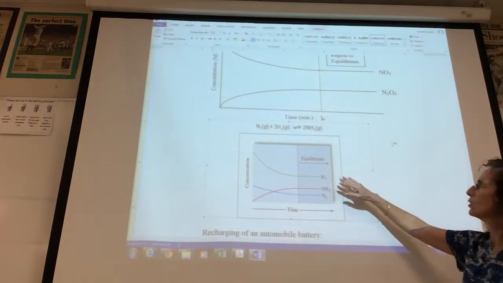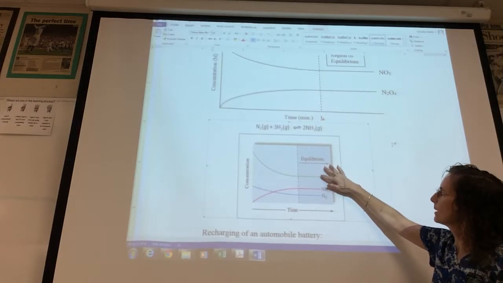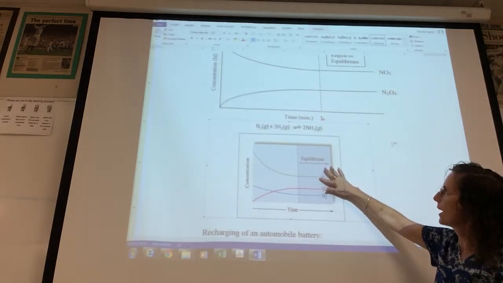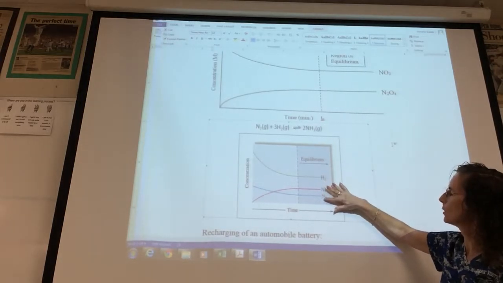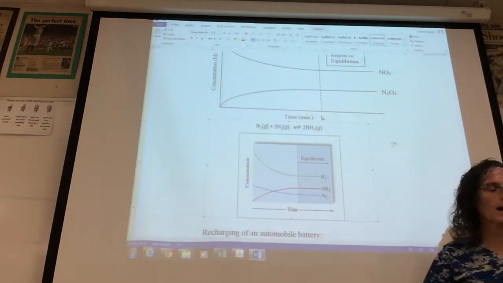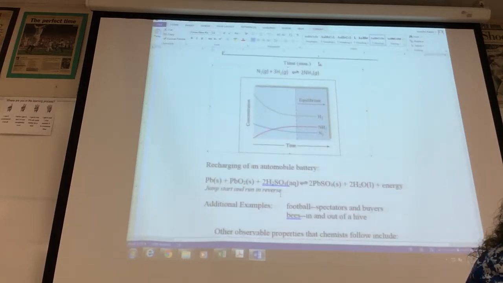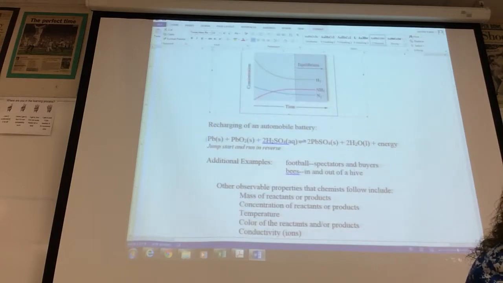And again, you can see the 3-to-1 mole ratio of hydrogen gas to nitrogen gas. So there's a lot of information you could pull there, and you could figure out which were reactants and which were products. One of the best examples of a reversible reaction is what happens when you have to jump start your car because your battery's dead.